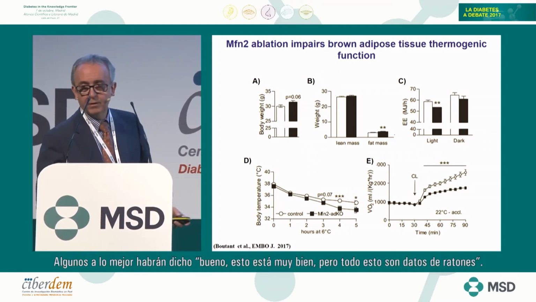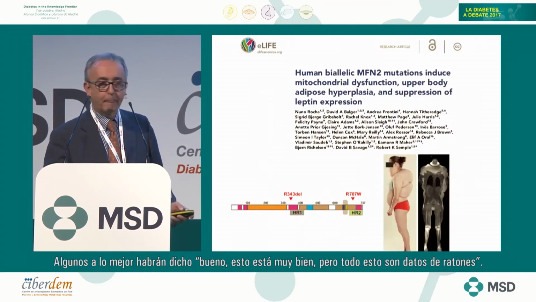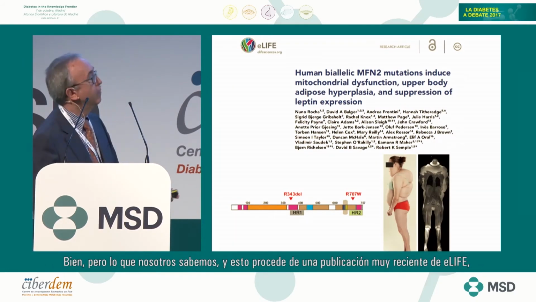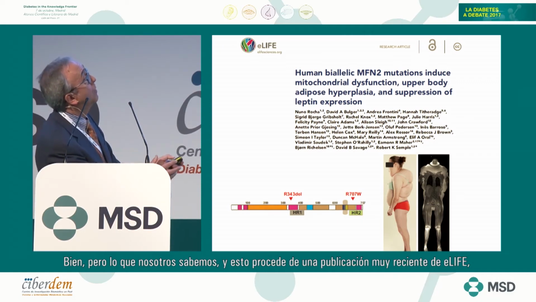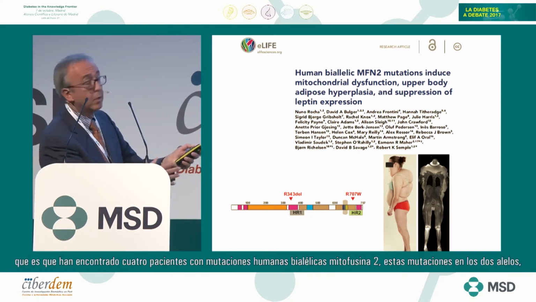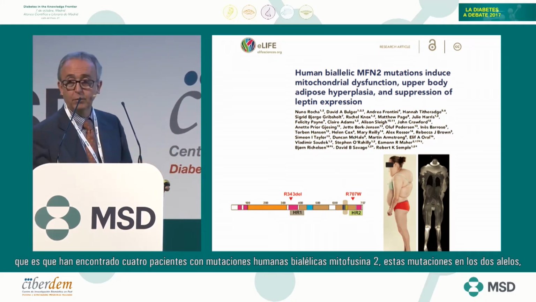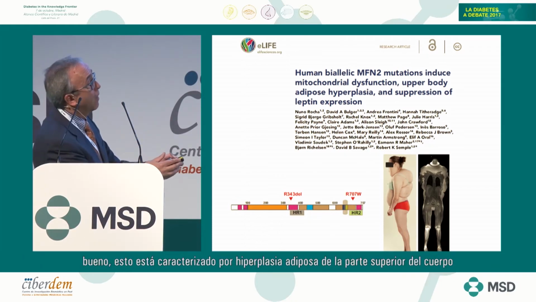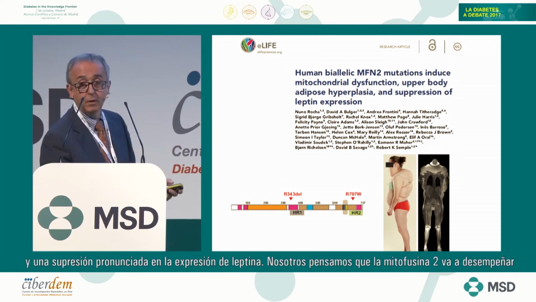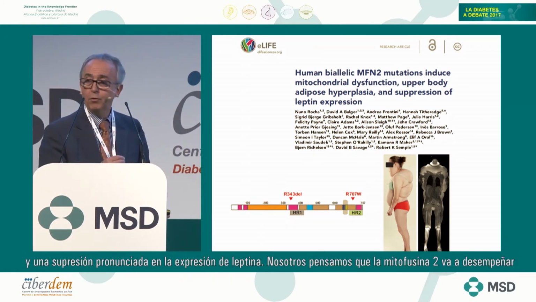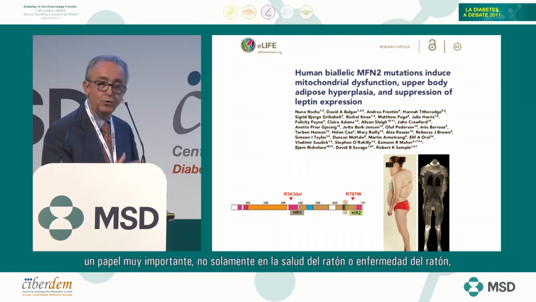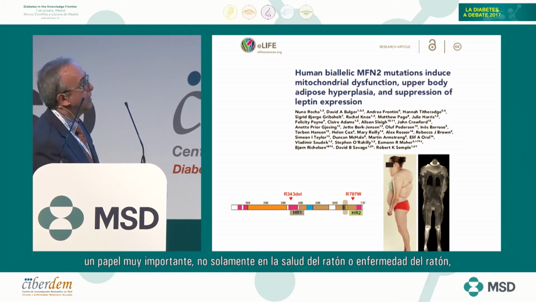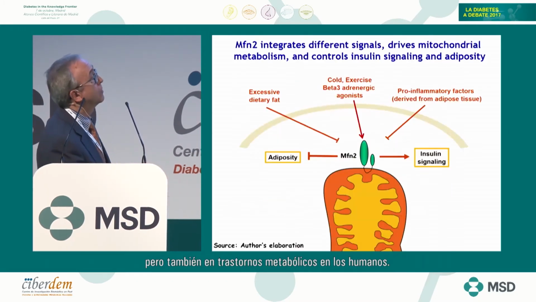Some of you may be saying, well, yes, all this is okay, but all this is mouse data. Okay. But what we know, and this comes from a very recent publication in eLife by Robert Semple's group, is that they found 4 patients with human biallelic mitofusin 2 mutations. These mutations in the 2 alleles are characterized by upper body adipose hyperplasia and a very marked suppression in leptin expression. So we do think that mitofusin 2 is going to be playing a very important role, not just in mouse health or disease, but also in metabolic disorders in humans.